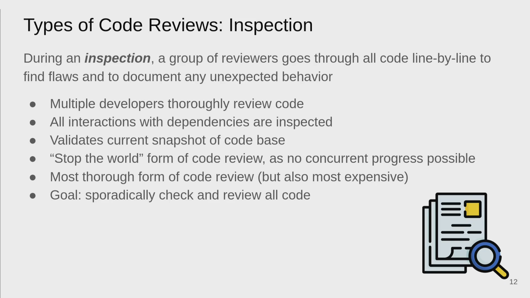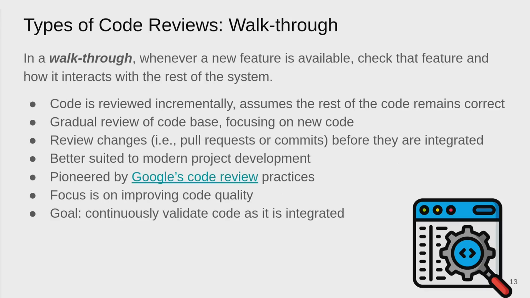Now, a slightly weaker form of code review is a walkthrough. In a walkthrough, whenever a new feature is available, you check that feature. So you're only looking at the feature itself, and then you look at all the interactions this feature has with the rest of the code base. Right? So you thoroughly review the feature, and then you check all possible interactions of that feature with the rest of the system.